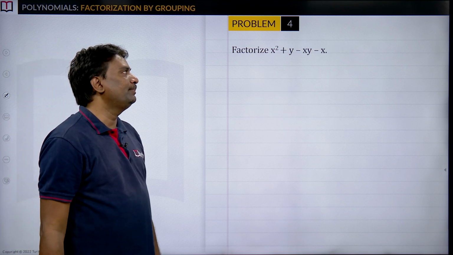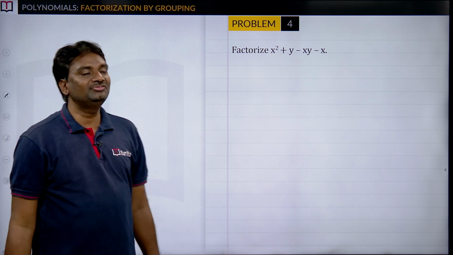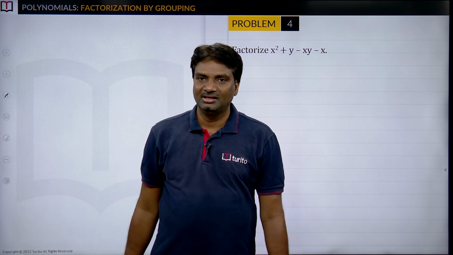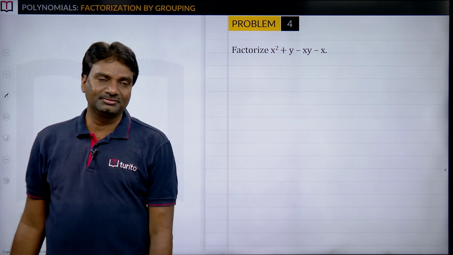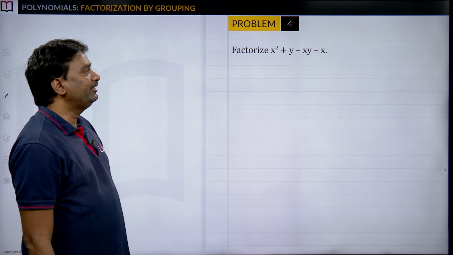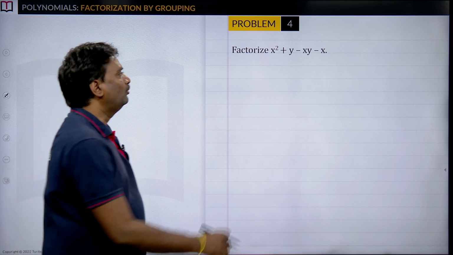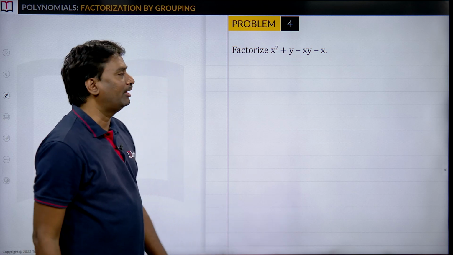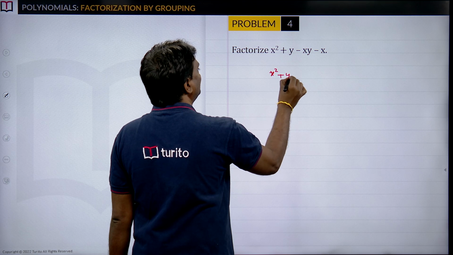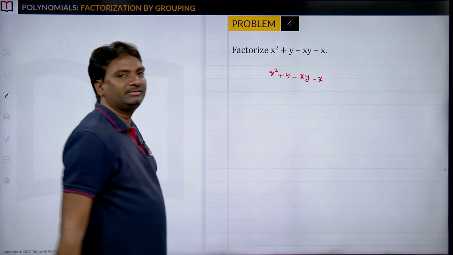Factorize x square plus y minus xy minus x. Can anyone say what is the first group, what is the second group? You can send your answers in the chat box. X square plus y minus xy minus x. If you take the first term x square, last term minus x, that is one group, and y minus xy as one group.